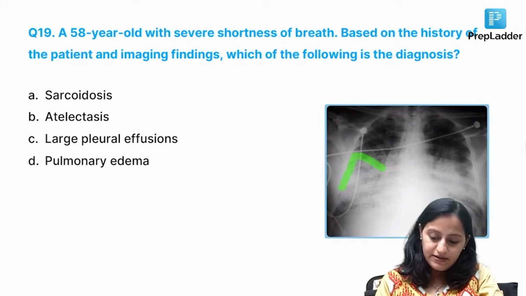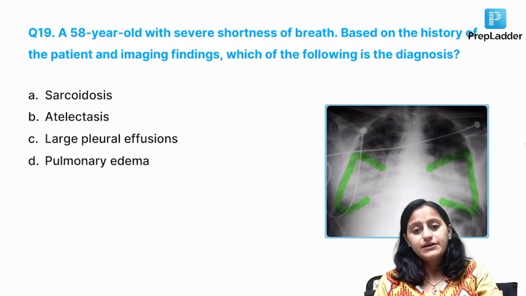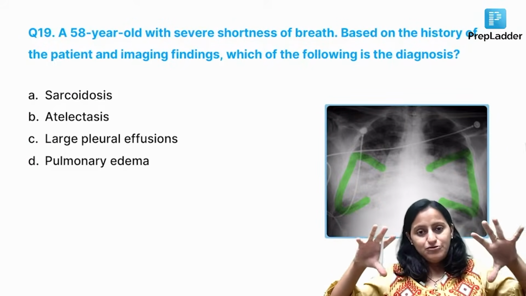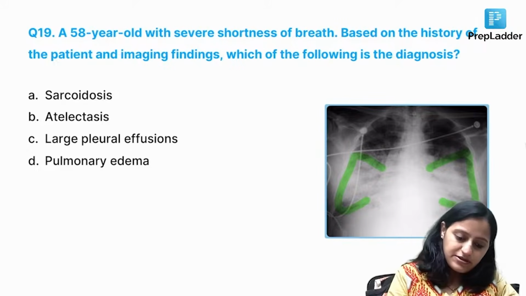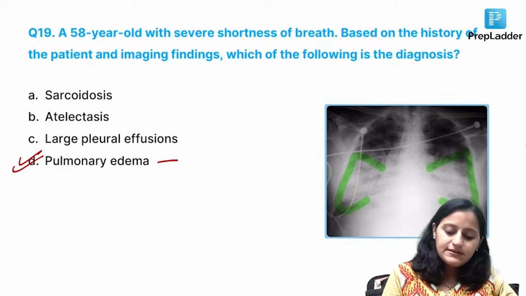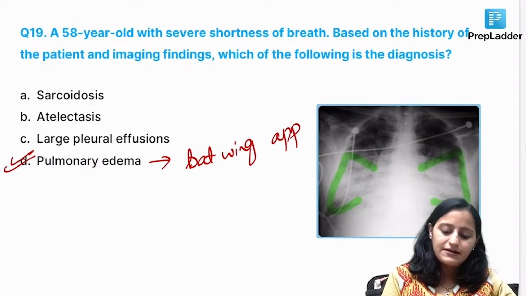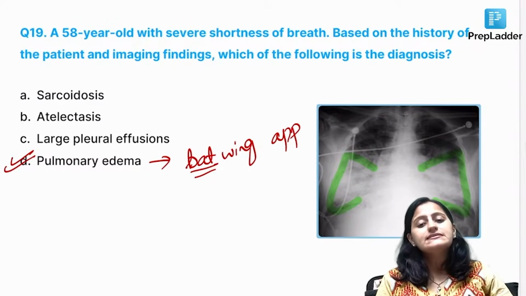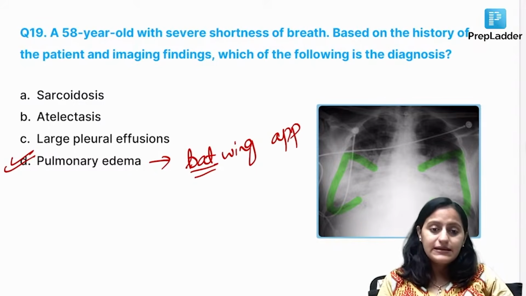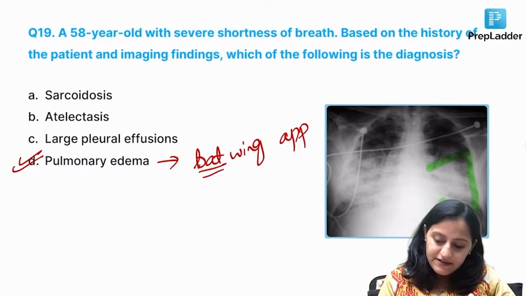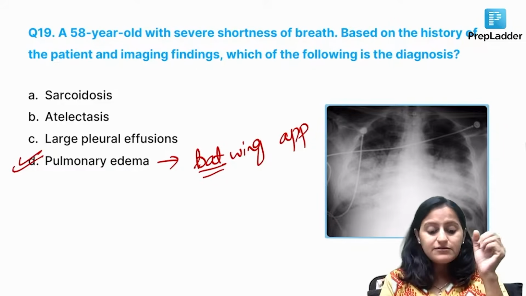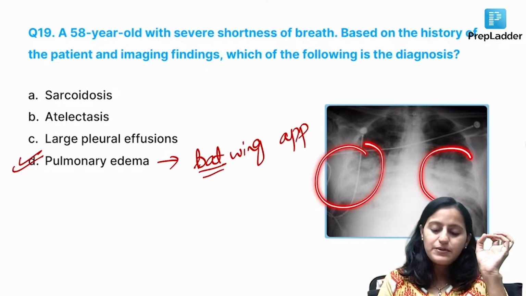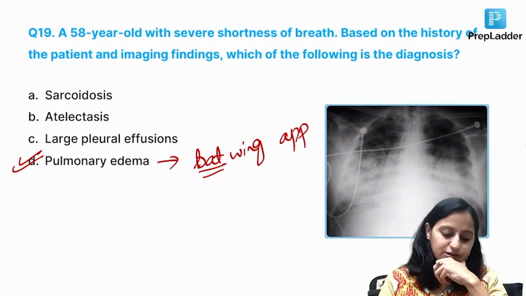Next one, classical image. What can you see here? Is this bat wing appearance? Central part mein bilateral symmetrical opacities hai. Okay, so what are you thinking of the bat wing appearance? This is pulmonary edema. Okay, this is the bat wing appearance classically seen in pulmonary edema. You can see that comparatively here, the costophrenic angles are spared. So it is not pleural effusion. This is bat wing appearance of pulmonary alveolar edema.